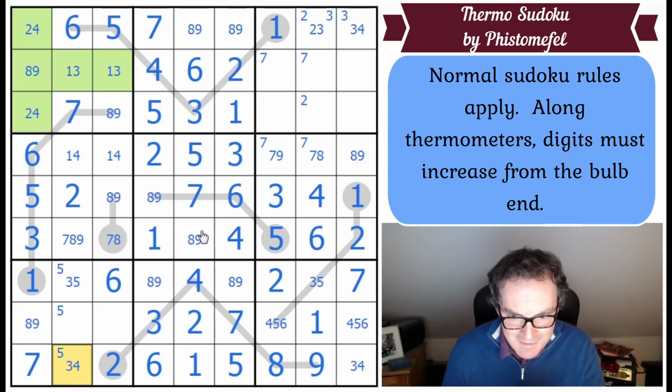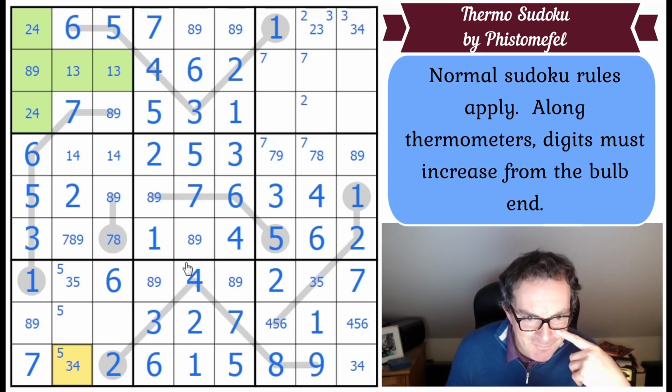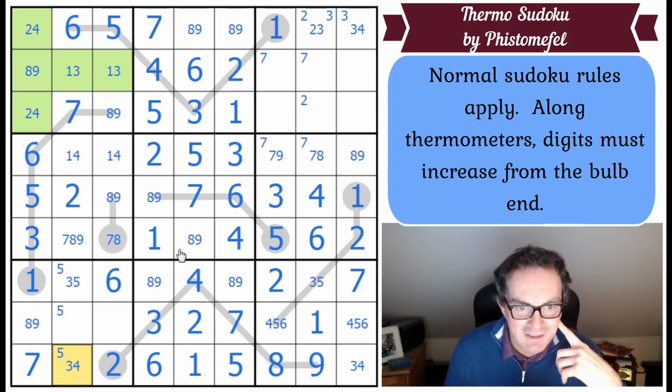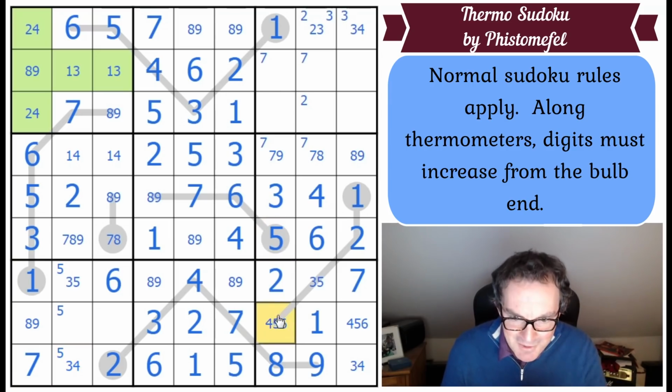Don't believe it. Really? Okay, no, we're still not done. I've got 8, 9 pairs everywhere. This one can't be 5. Look, maybe I've got to just slow down and look at Sudoku. We must be able to fix this thermometer now, can we? Or at least, I can't see how to do it.